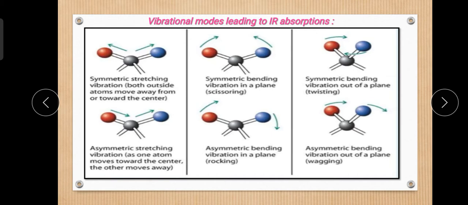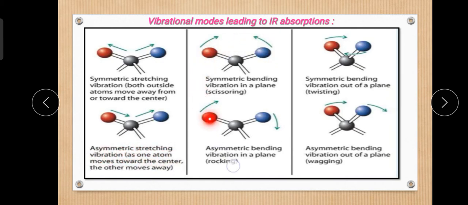Now the second is the asymmetric stretching. That means if we consider here is the center, one atom stretches towards the center and another atom is away from the center, so there is no symmetrical nature. So this is the asymmetric stretching vibration, as one atom moves towards the center and the other moves away from the center. It is asymmetric in nature, so the name is asymmetric stretching.